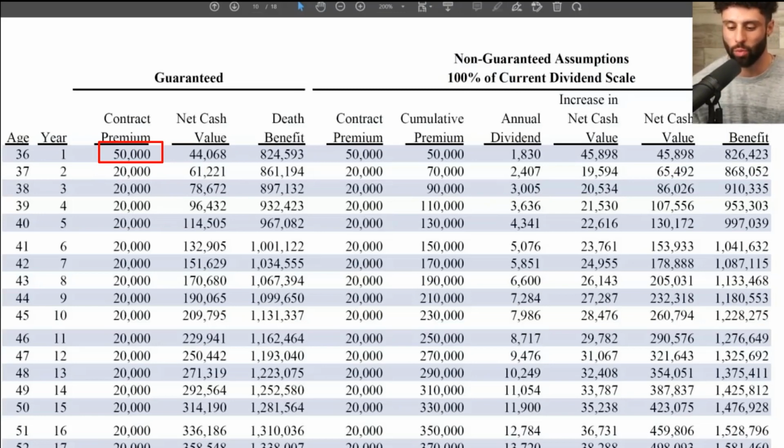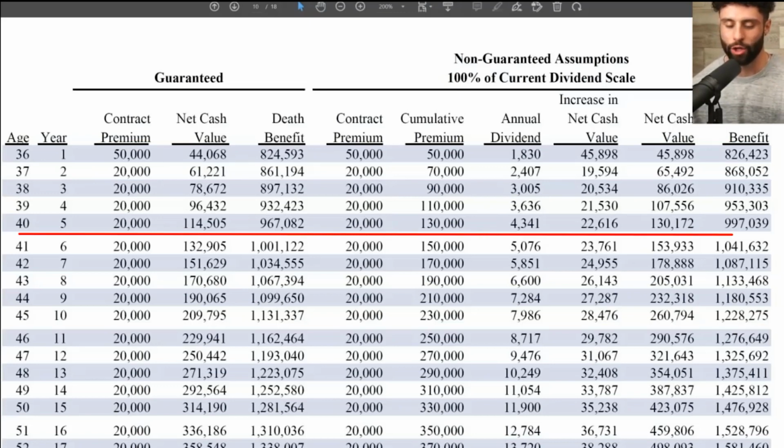In this first year, there's almost $46,000 of cash value and $826,000 of a death benefit. The break-even point, which we always like to talk about, happens in year 5, where you have more cash value than the money you contributed, which is $130,172 within that 5th year.